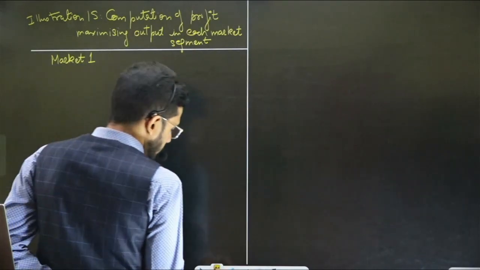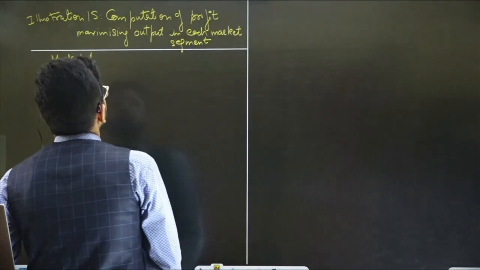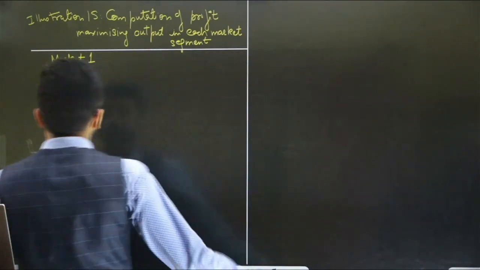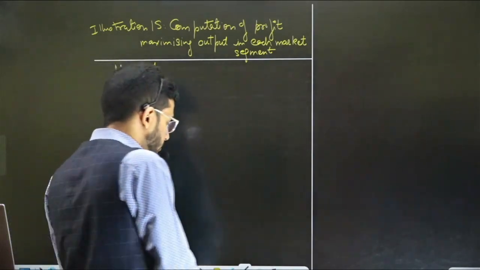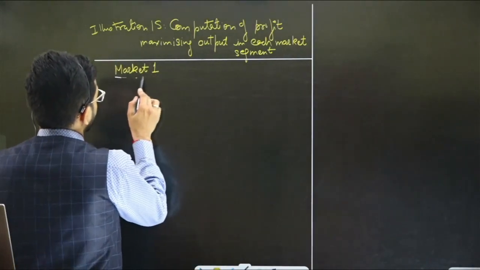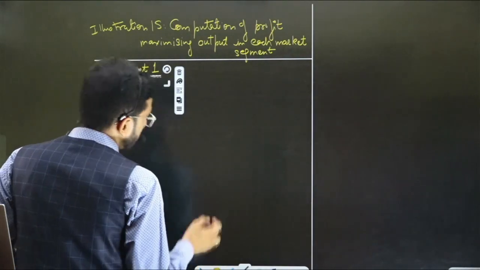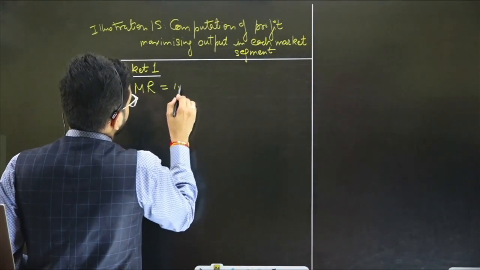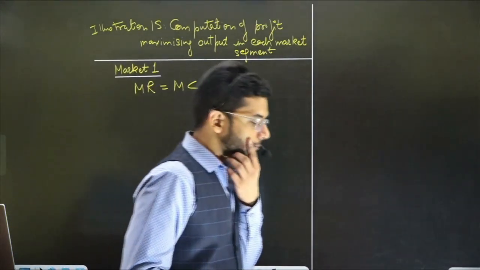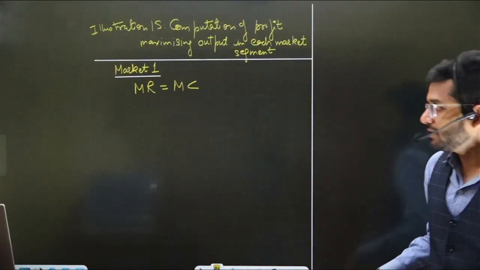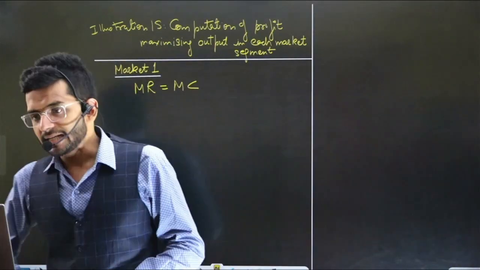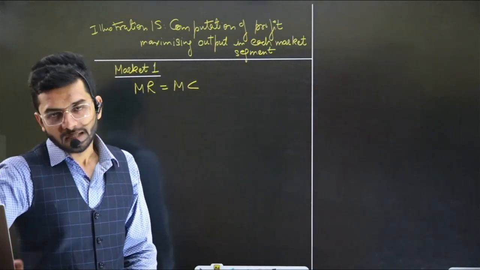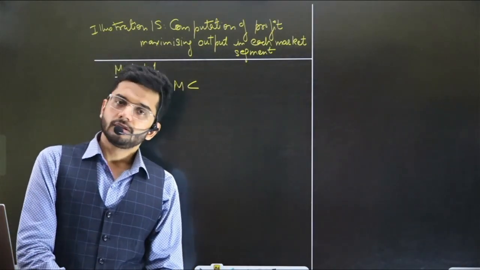So this is market 1. First we need to compute the profit maximizing output in market 1 and then we are going to compute it for market 2. The question itself says that this particular case belongs to a monopolist. In case of a monopolist, the profit maximizing output is the output at which MR is equal to MC, the level obtained by equating MR and MC.